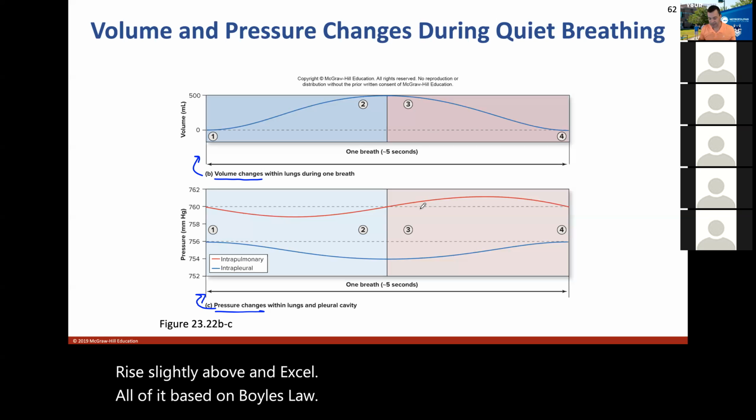Eupnea is active in the breathing in, passive in the breathing out. So what stops those muscles from contracting?